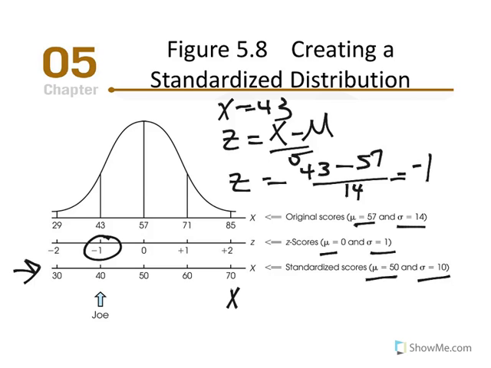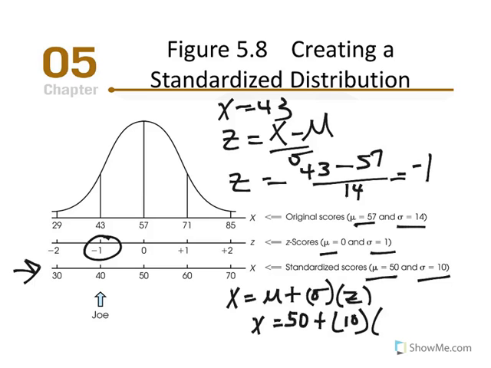So we want to create this new x value. So it's mu plus a standard deviation multiplied by z. So x is equal to the mu, which is predetermined, 50, plus the standard deviation, which is predetermined to equal 10, and then multiply by this z of negative 1. So 10 times negative 1 would be negative 10, added to 50, and that gives us a new raw score of 40. So again, we took an original score, converted it into a z score, and then created a new distribution of x values using a predetermined mean and a predetermined standard deviation.